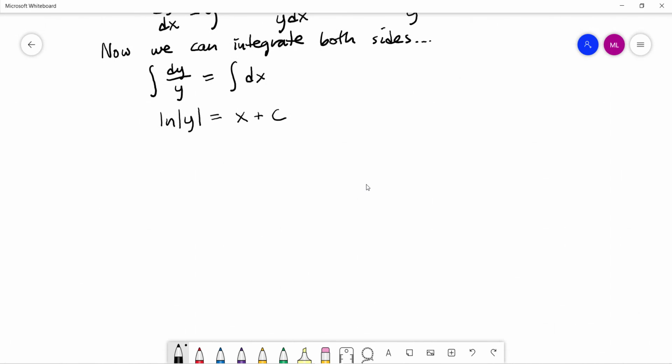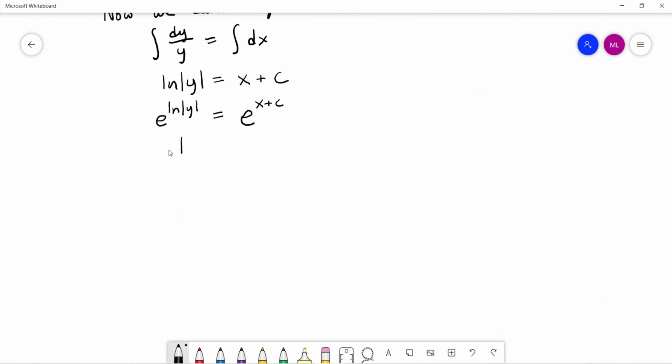How do I solve for y? Well, right now y is trapped within an absolute value sign, and it has a natural log being taken of it. So how do we undo the natural log? Undoing a natural log requires exponentiation. So if I take e to both sides, e to the natural log of the absolute value of y is equal to e to the x plus c. I can cancel this e with this natural log and be left with simply, on the left-hand side, the absolute value of y. And on the right-hand side, we can use our exponent rules.